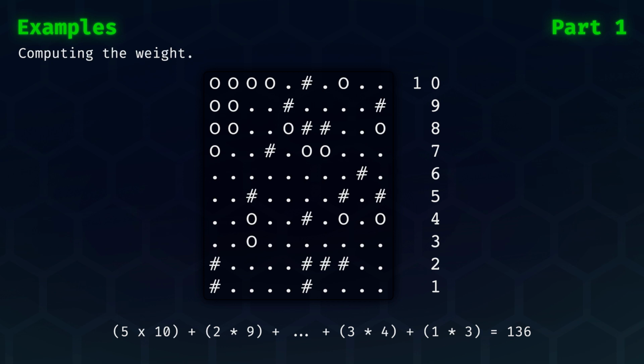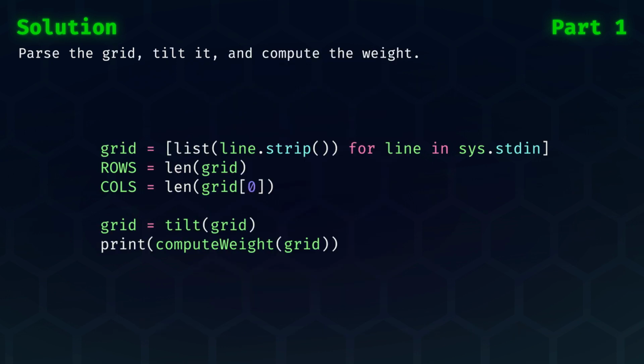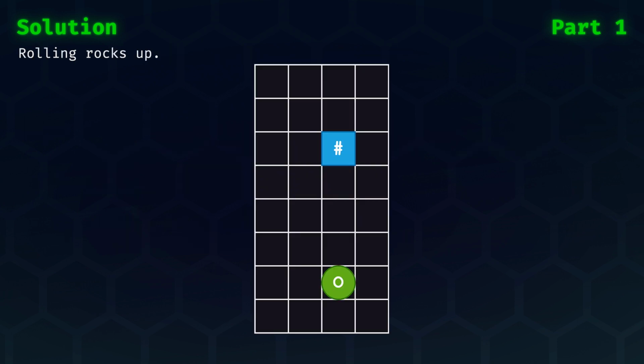Now let's go on to the solution. For part 1, the solution outline is pretty short. We of course have to parse the grid. Then we tilt it and we compute the weight. Before looking at the code, let's see how the tilting algorithm works.